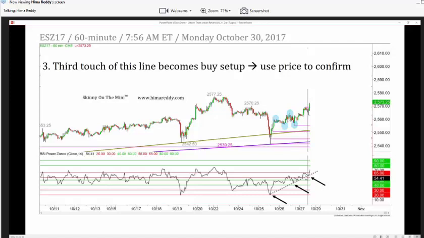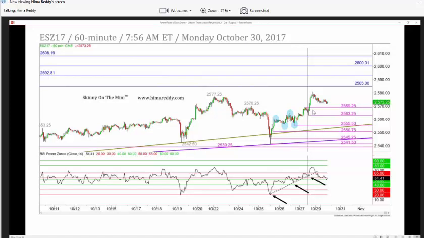Any way you look at it, this third touch gives you a setup, and it's up to you to use price confirmation for your risk-reward parameters. And then you got quite a nice move from that. How nice? Well, for any of you who are not familiar with the ES, this price move that came off this signal is an $875 move in several hours.